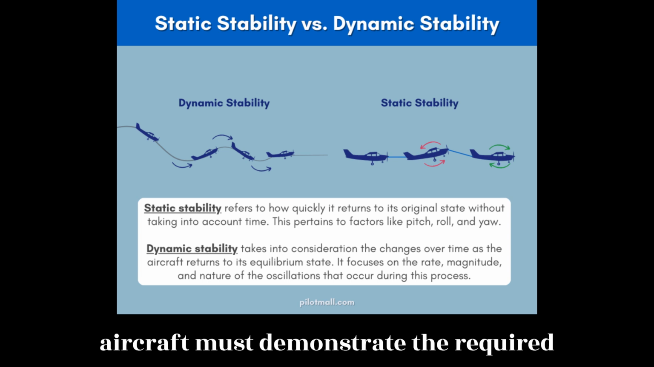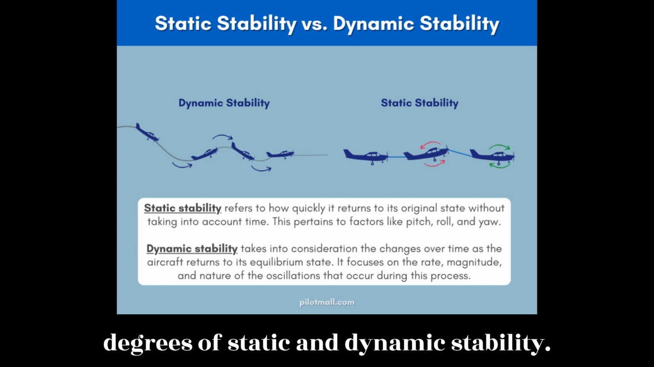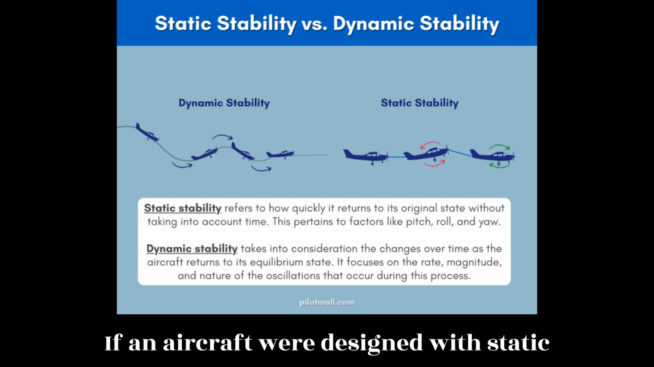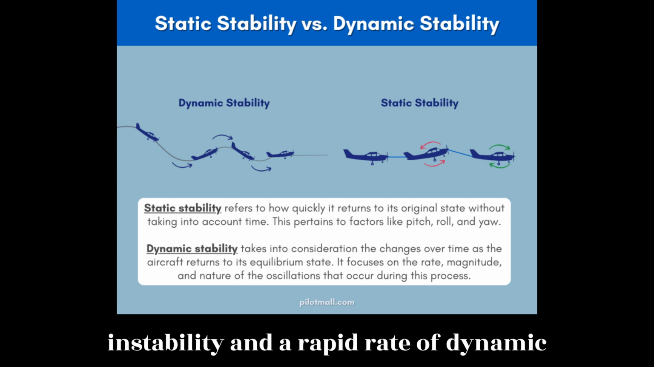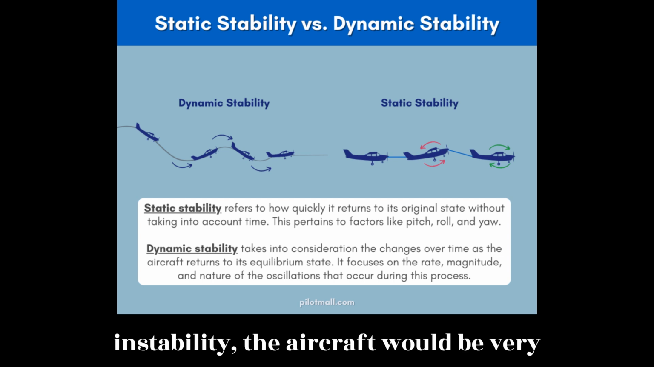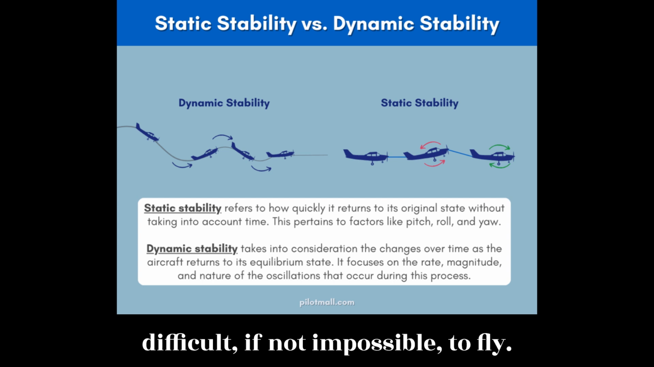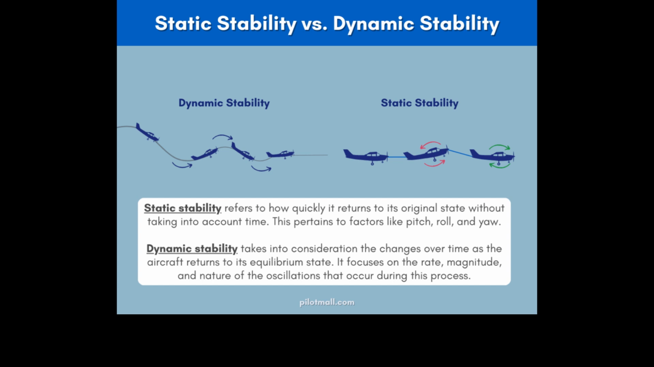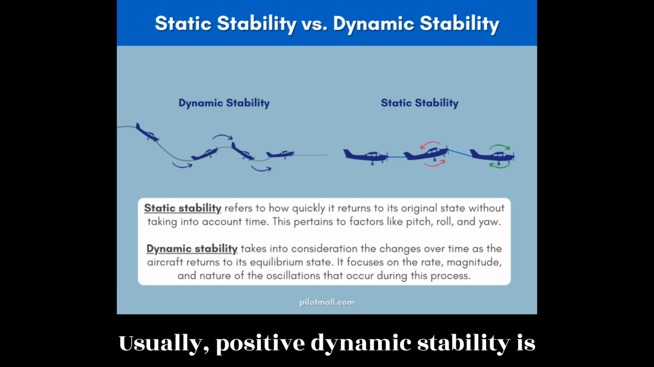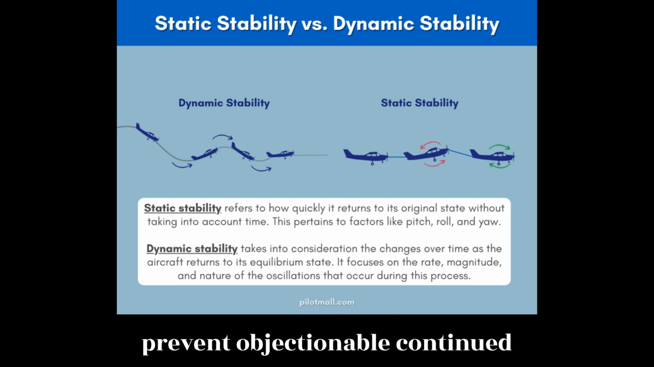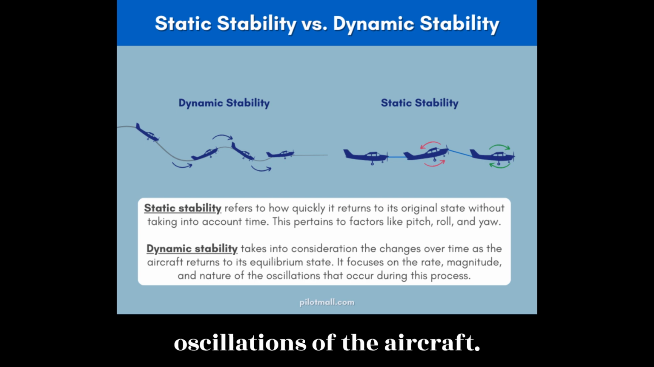Any aircraft must demonstrate the required degrees of static and dynamic stability. If an aircraft were designed with static instability and a rapid rate of dynamic instability, the aircraft would be very difficult, if not impossible, to fly. Usually, positive dynamic stability is required in an aircraft designed to prevent objectionable continued oscillations of the aircraft.